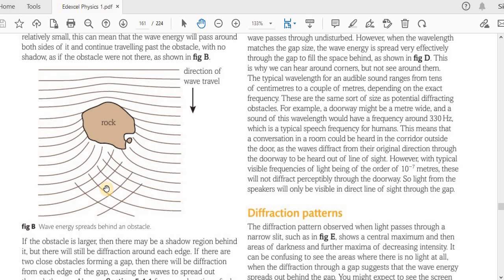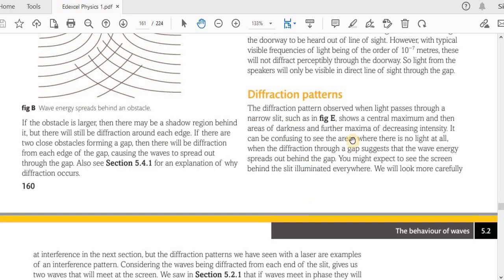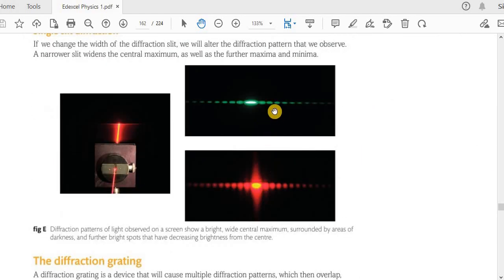Okay, so it doesn't apply only to water waves or sound waves. It can apply even to light waves. The diffraction pattern observed when light passes through a narrow slit, such as in figure E, shows a central maximum and then areas of darkness and further maxima of decreasing intensity. So you can see the brightness decreases to the left and also to the right of this central light.